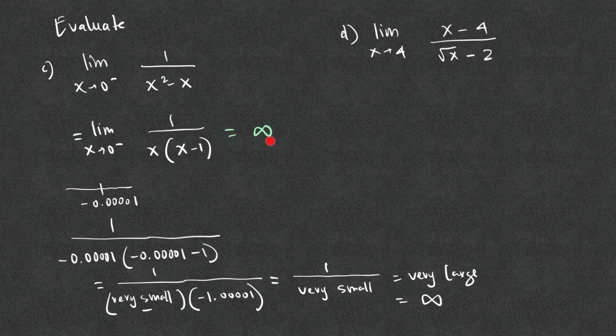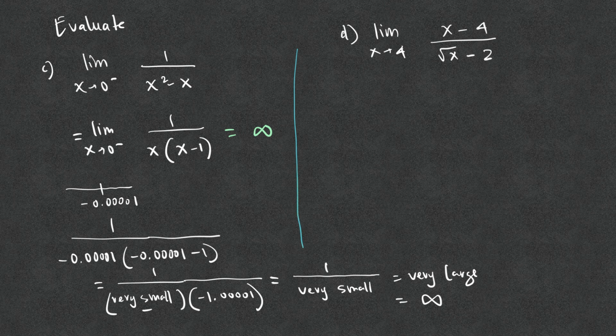Remember that infinity is not a finite number. We're saying that the limit does not exist in a special way in this case, which means as x goes to 0 from the left-hand side, this function increases without bound. And the notation for increasing without bound is positive infinity.